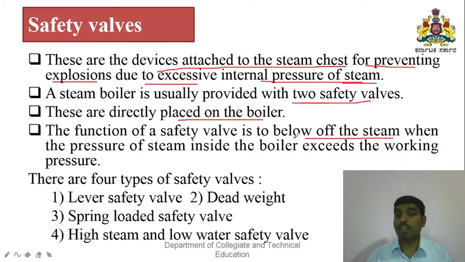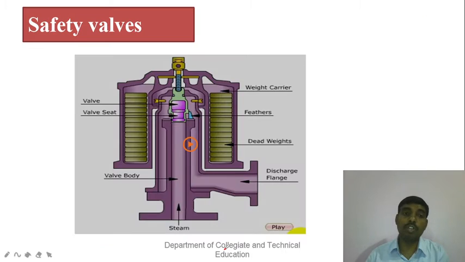The function of the boiler safety valve is to blow off the steam when the pressure of the steam inside the boiler exceeds the working pressure. Next, let's look at the types of safety valve. We have four types: lever safety valve, dead weight safety valve, spring loaded safety valve, and high steam and low water safety valve. These are the different types commonly used in boilers.